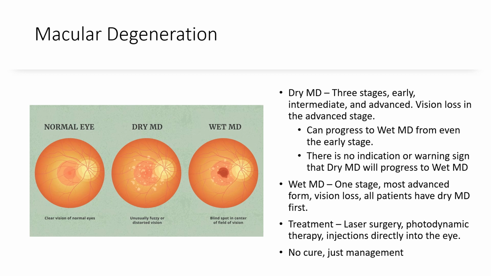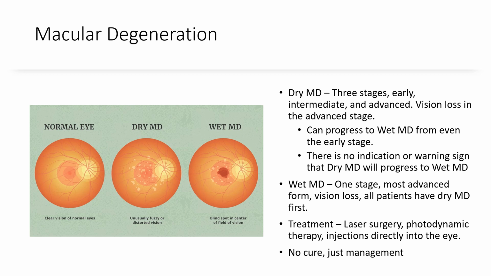So, dry macular degeneration is the most common form of macular degeneration. This occurs when the light-sensitive cells in the macula slowly start to break down. The dry form can turn into wet form. So, there are 3 phases of the dry form: early, intermediate, and advanced. In early, patients present with a few to small medium-sized drusen bodies.